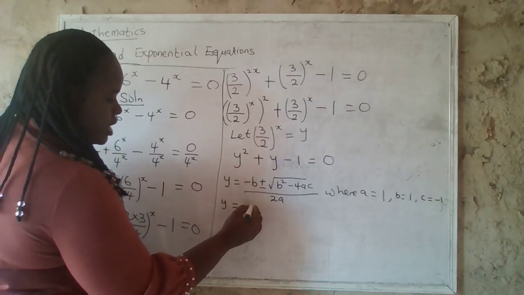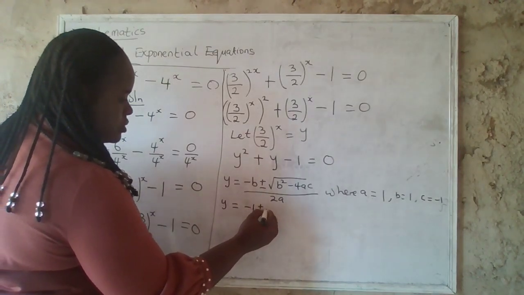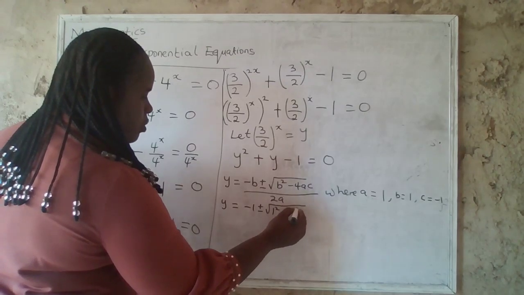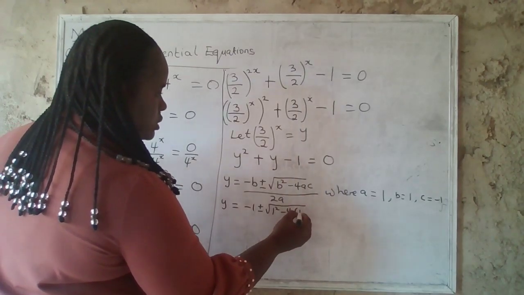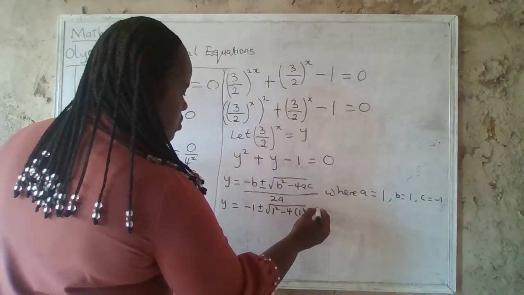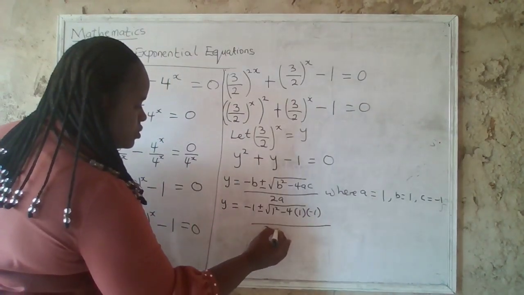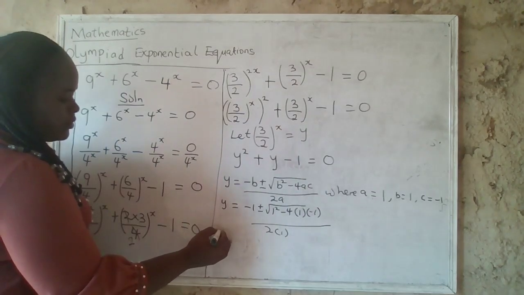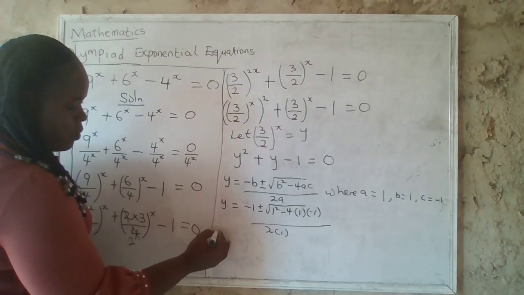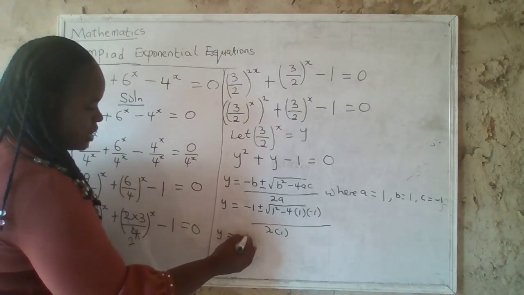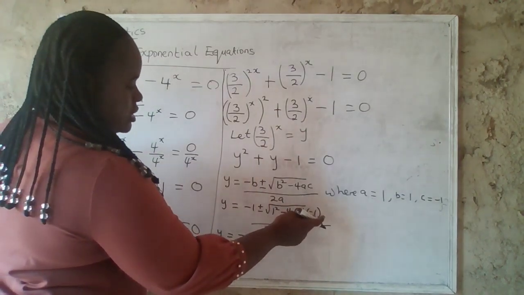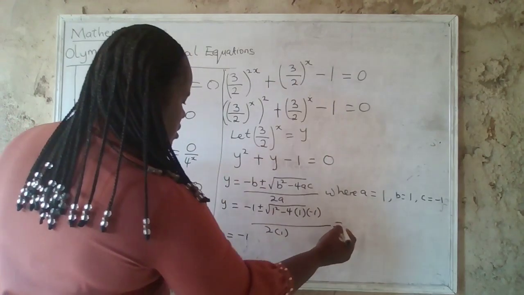This is going to be minus 1 plus or minus square root of 1 squared minus 4, a is what? 1, times c which is minus 1, all over 2 times 1. Good. That will give us y is going to be minus 1, and this is going to give us 1. Let's simplify it here.